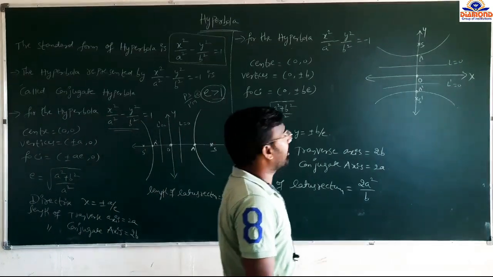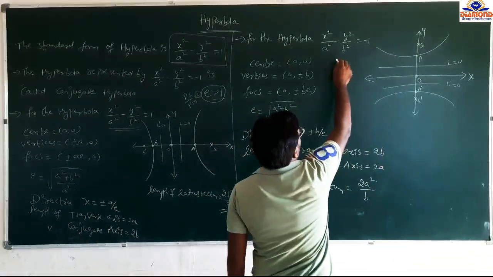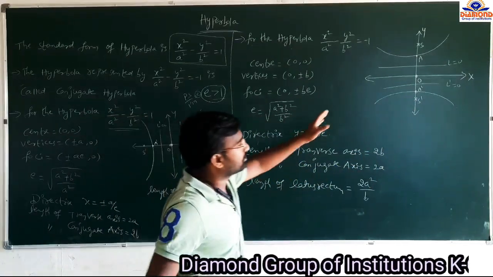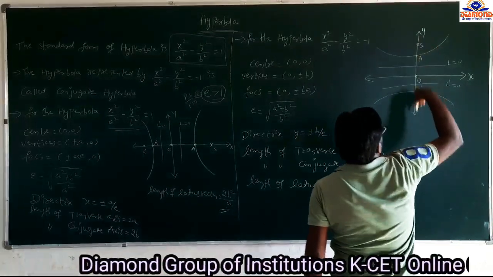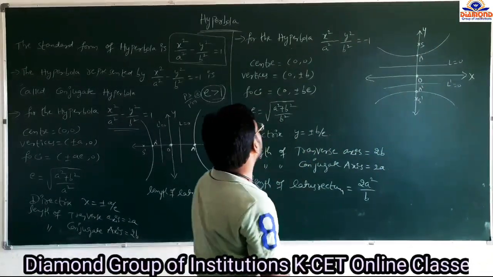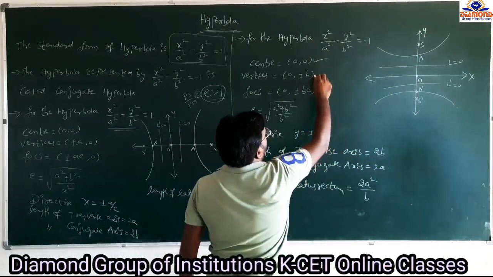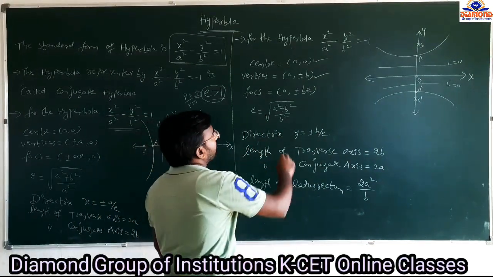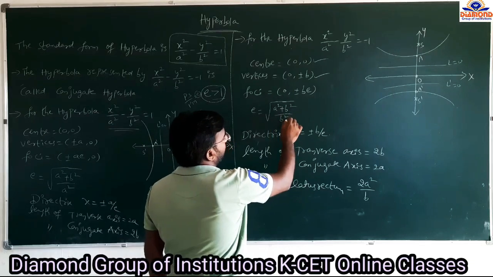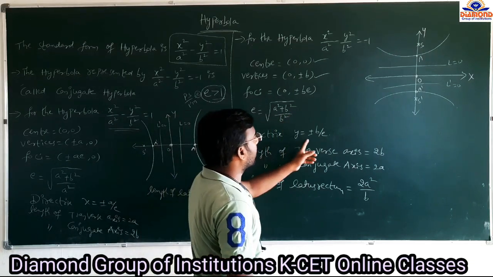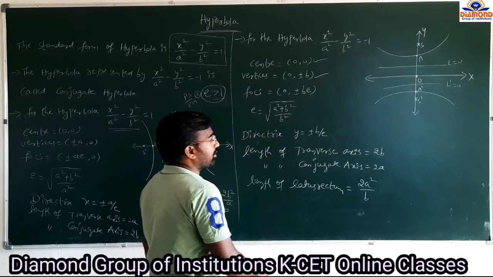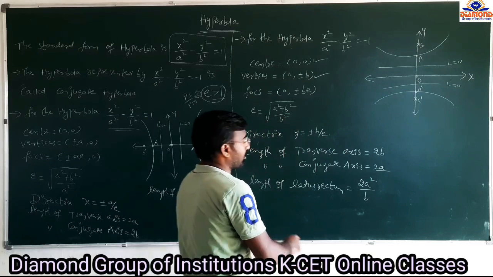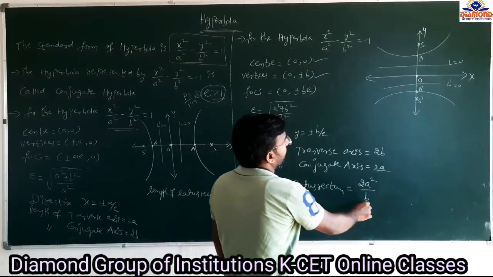Next, for the conjugate hyperbola x square by a square minus y square by b square equal to minus 1, the diagram is rotated 90 degrees. Here, the diagram is like this. The center is the origin, vertices 0 comma plus or minus b, foci 0 comma plus or minus b e, eccentricity is under the root of a square plus b square by b square, directrix y equal to plus or minus b by e. The length of the transverse axis is 2b, the length of the conjugate axis is 2a. Here the length of the latus rectum is 2a square by b.